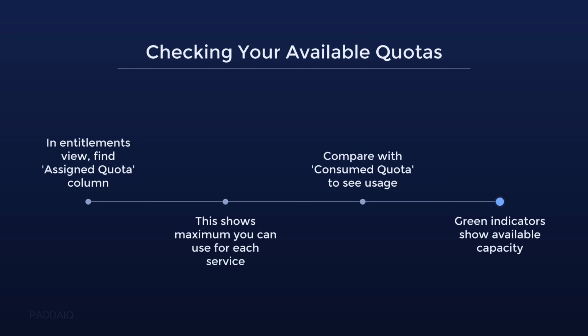Green indicators show available capacity. This means you have remaining resources to deploy services or applications. For example, if your quota dashboard shows green for memory, you can still launch new apps using that memory. Always monitor these to ensure you do not exceed your limits.